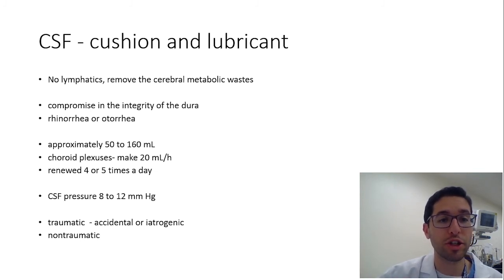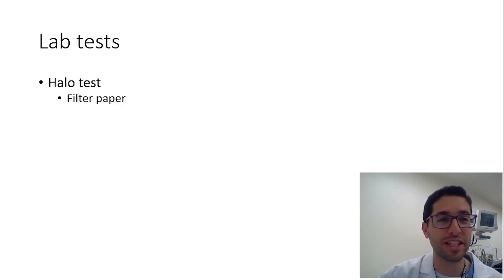Now, your normal CSF pressure should be somewhere around 10 millimeters of mercury, and that will be equal to your ICP, your intracranial pressure. The causes of CSF leak are either traumatic or non-traumatic, and within traumatic it could be accidental or iatrogenic. Like if we're talking about arthrocentesis or arthroscopy, then chances are that's something that you caused.